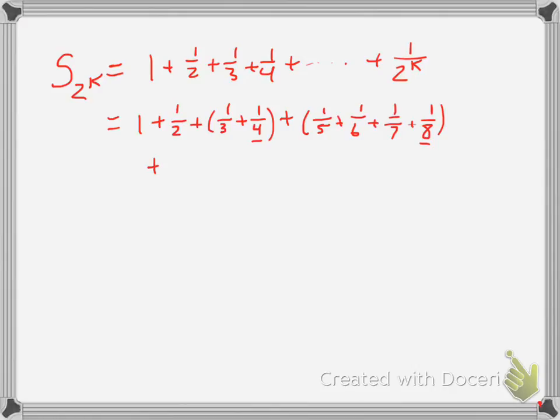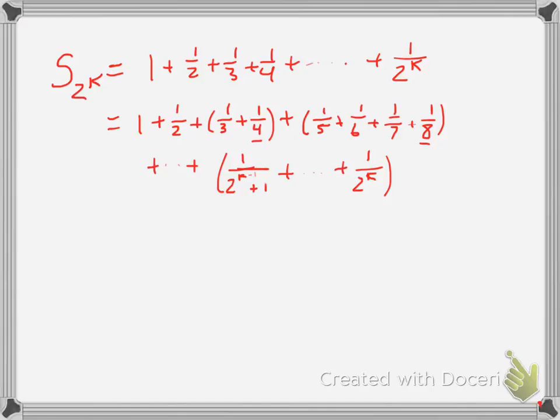So the last set here would be 1 over 2 to the k minus 1, plus 1. So 1 past that. Like here, we're at 1/8. The next term would be 1/9. And then we would go all the way until we got to the 1 over 2 to the k. So each grouping has more and more terms inside of it. Now, why in the world would I want to do that?